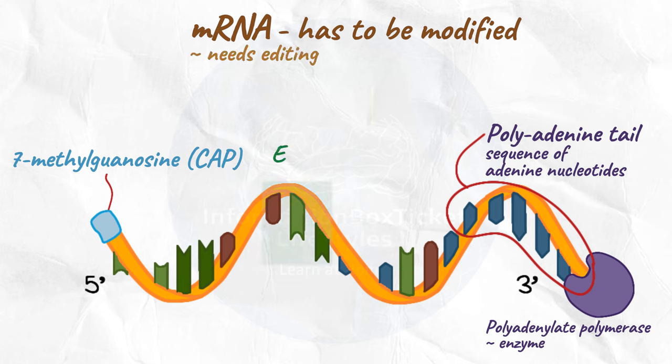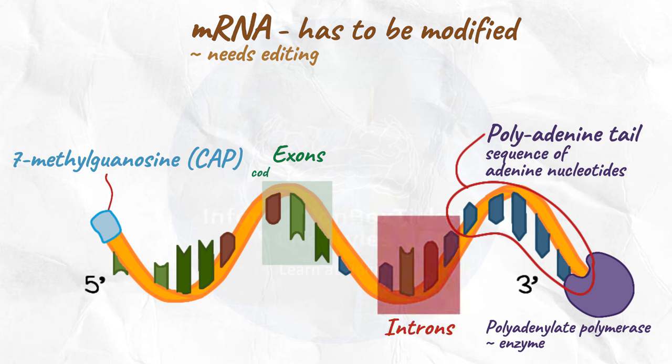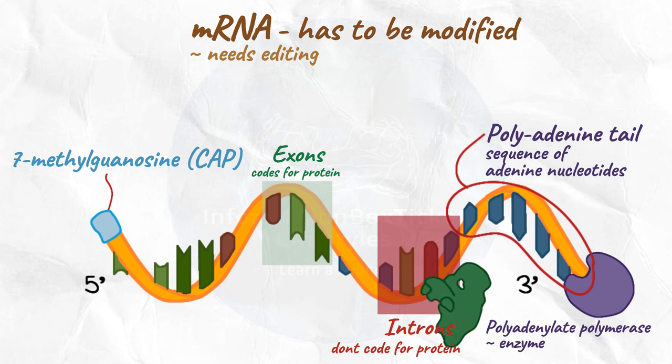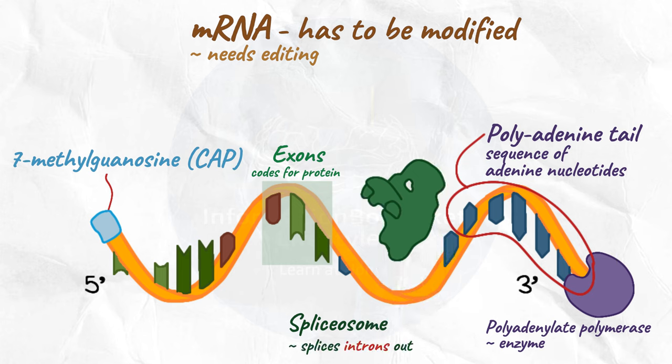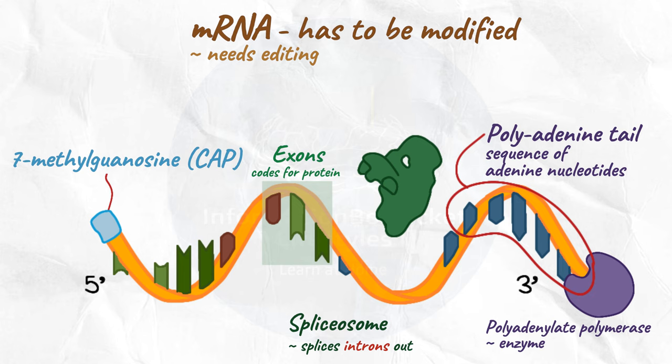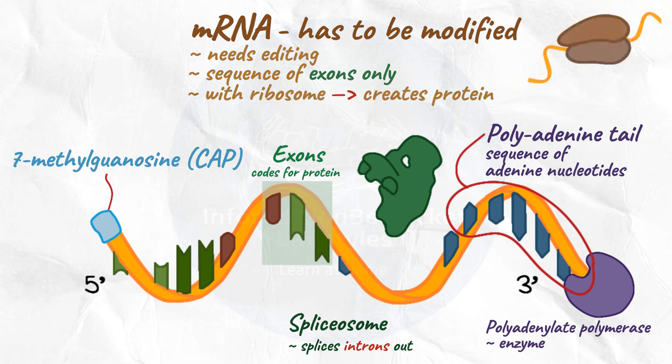mRNA is separated into exons and introns. Exons code for the protein, whilst introns do not. So, to remove the unneeded pieces, a molecular machine called the spliceosome enters and splices the introns out. This is similar to video editing, where you delete content from the original footage to create a much cleaner final cut. Finally, we have a sequence of exons with a cap and a polyadenine tail that may be used to code for proteins. The newly synthesized mRNA floats out of the nucleus and associates with an idle ribosome in the cytoplasm, where it may produce a protein.